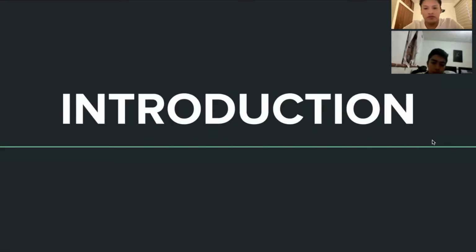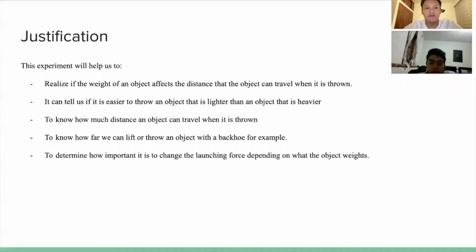Okay, so to introduce you a little bit of what we are going to make, we decided to make an experiment in order to determine if the weight of an object affects the distance or the range that it can travel when it's thrown by a catapult that uses the same force for every object from a fixed point. This experiment will help us to realize if the weight of an object affects the distance of the object.